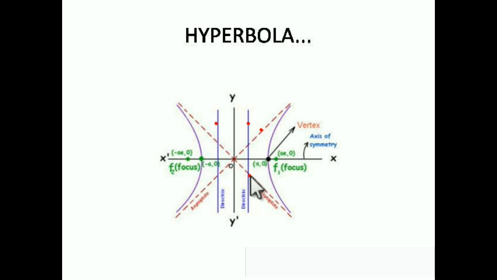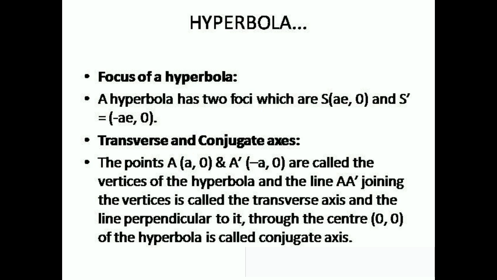Now the formulas we have to remember. First of all, the foci: there are two foci, same as the ellipse, (ae, 0) and (-ae, 0). The vertices are (a, 0) and (-a, 0), same as the ellipse. The difference is in the eccentricity. The center is (0, 0), same as the ellipse. The minor axis here is known as the conjugate axis.